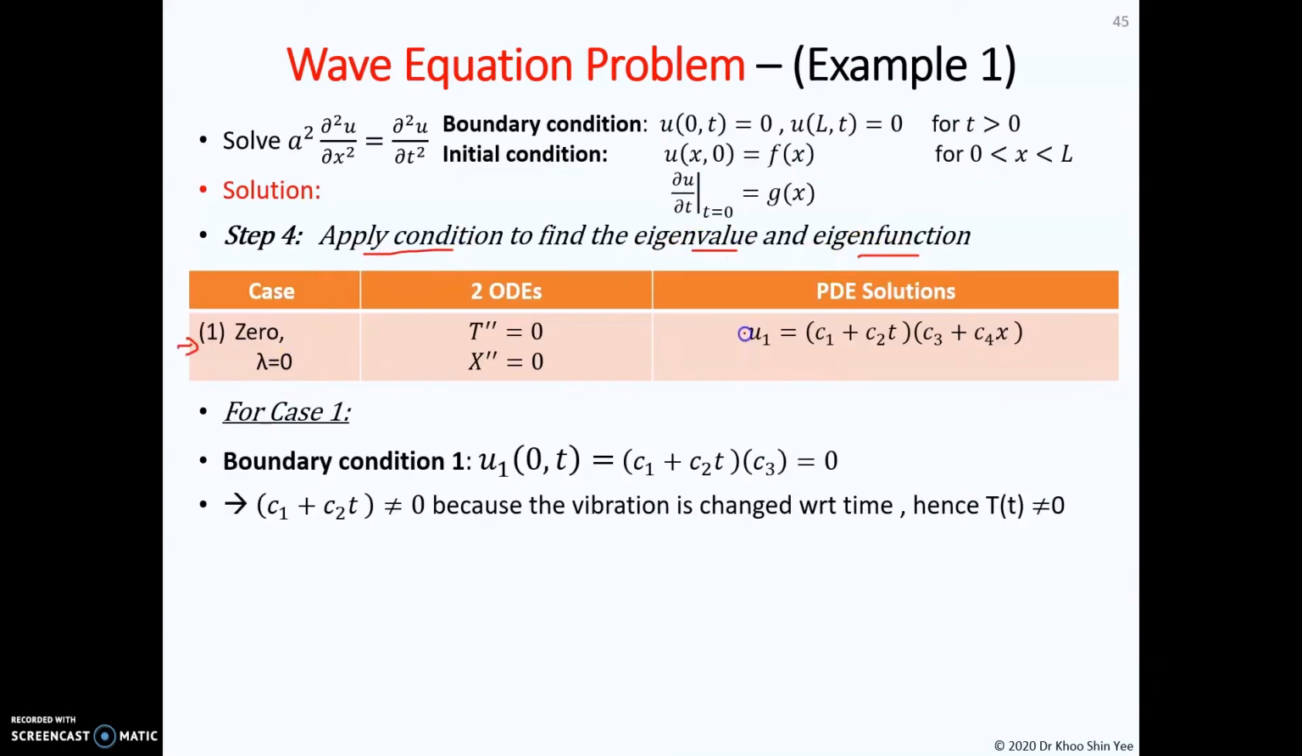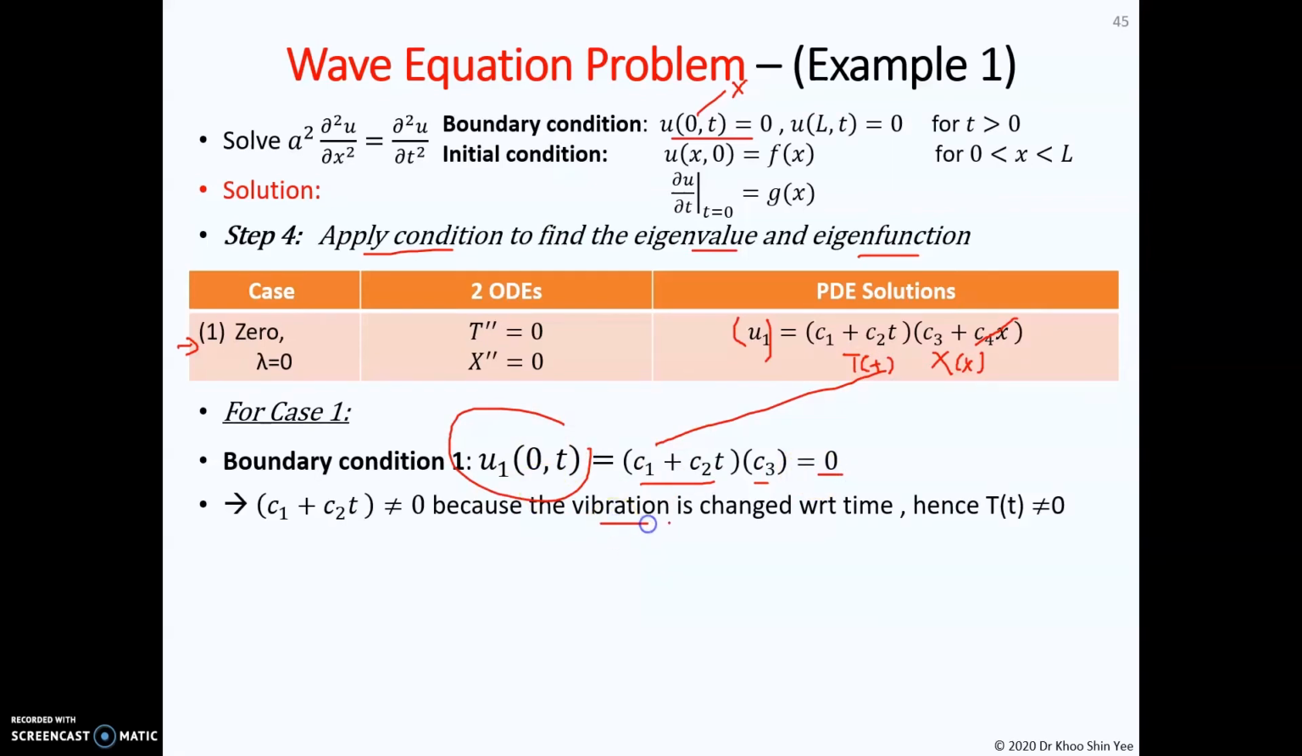For the first case, you obtain the PDE solution equal to the t function multiplied with the x function here. Let's apply the first boundary condition here. When x equals 0, your vibration u equals 0. So you can substitute x equal to 0 inside here. You obtain C3 on the right hand side. And the C1 plus C2t, which is the t function, will remain. And the u will be equal to 0.